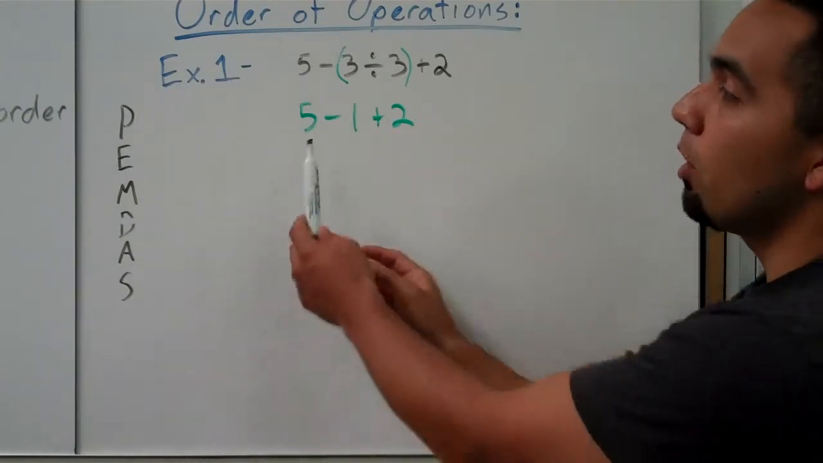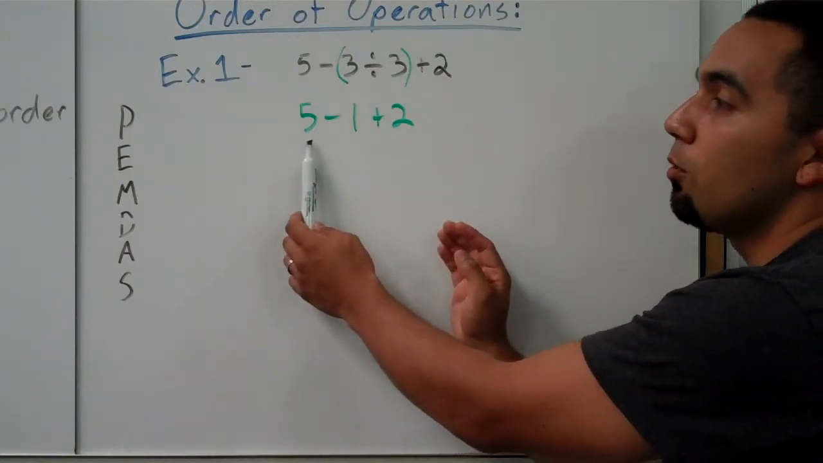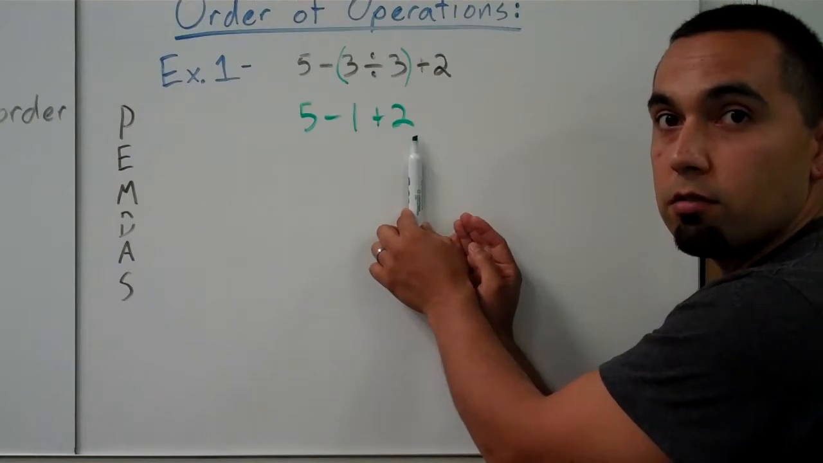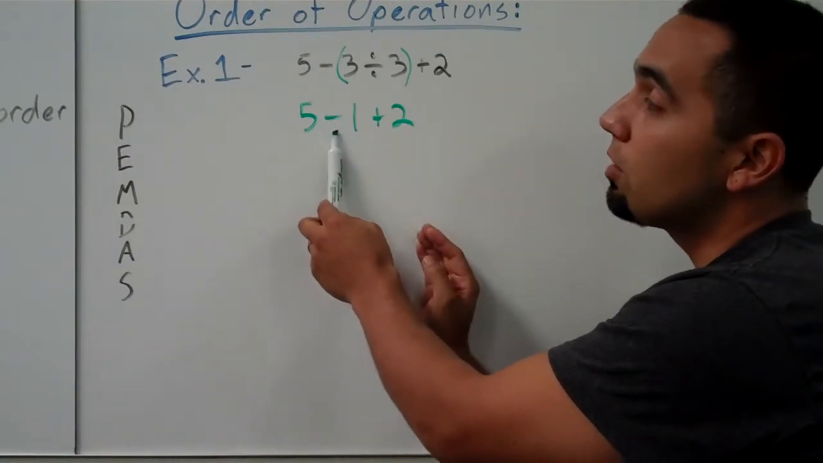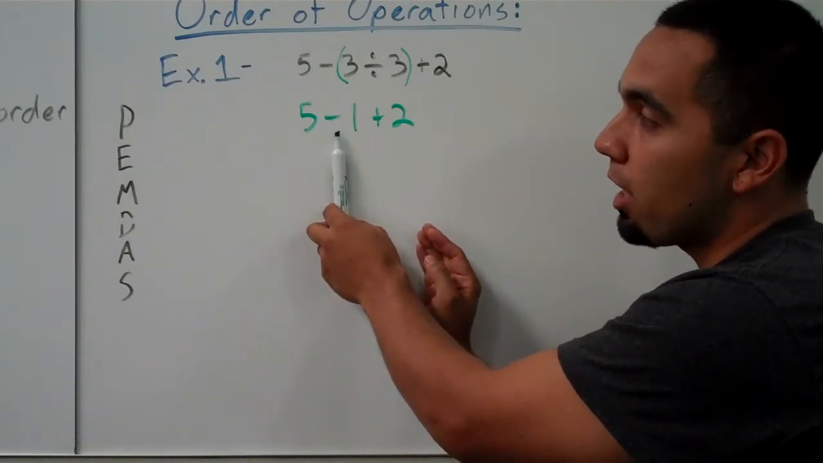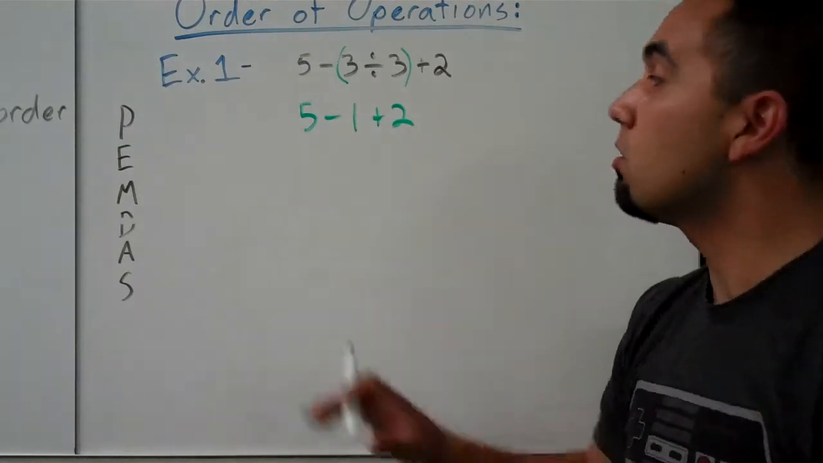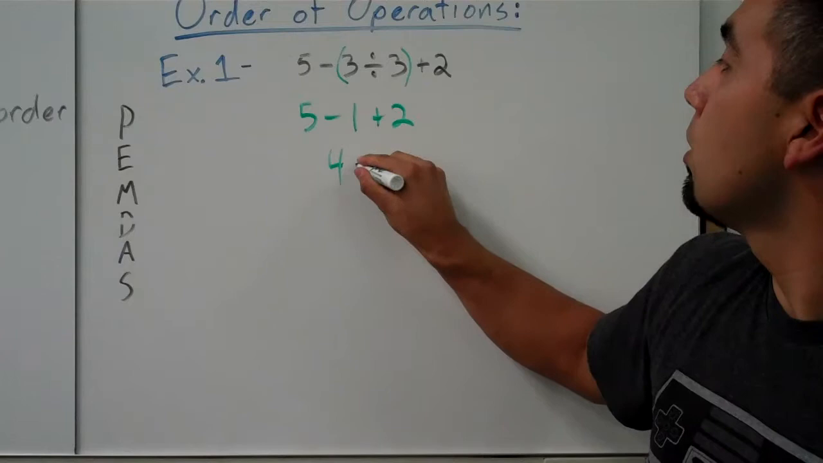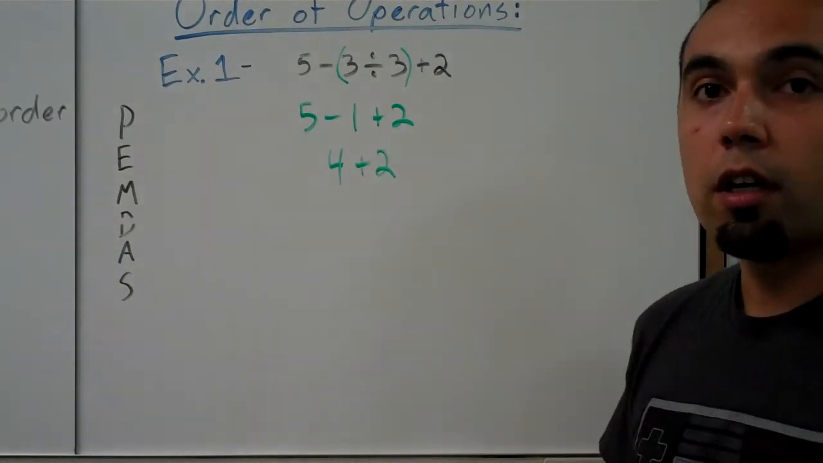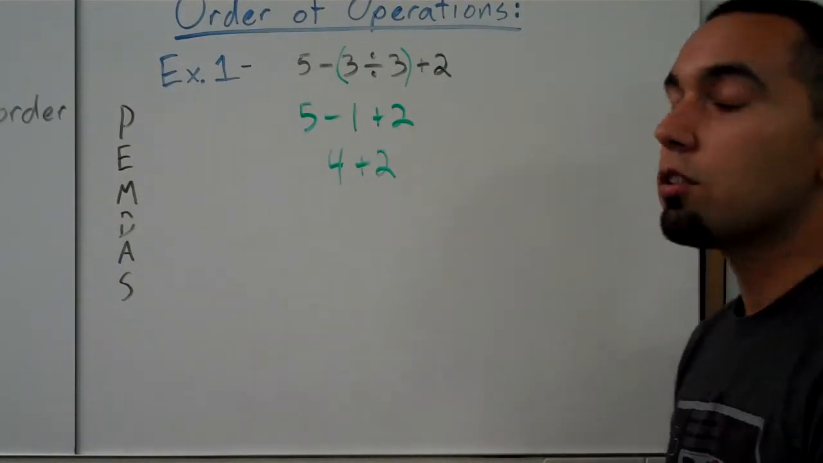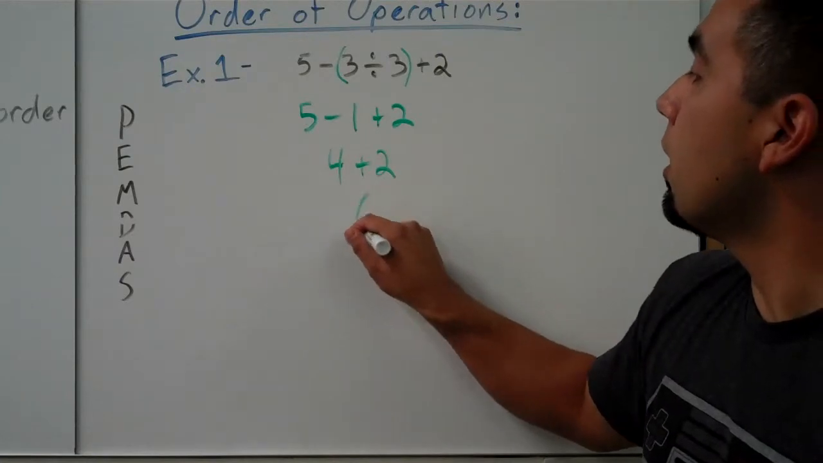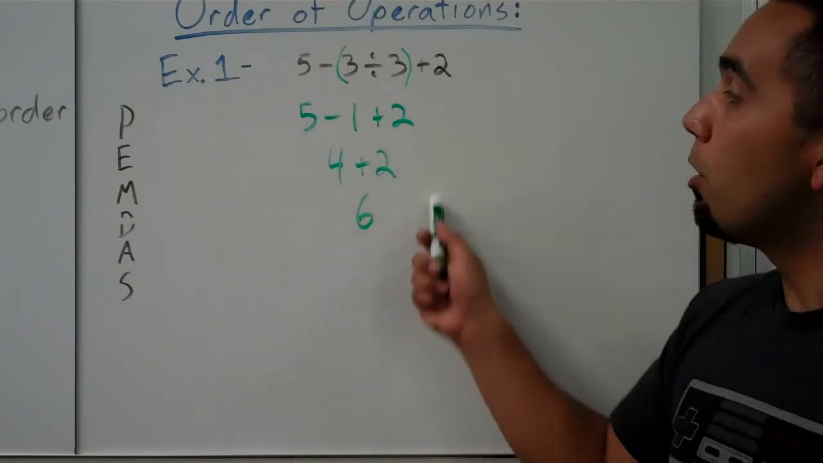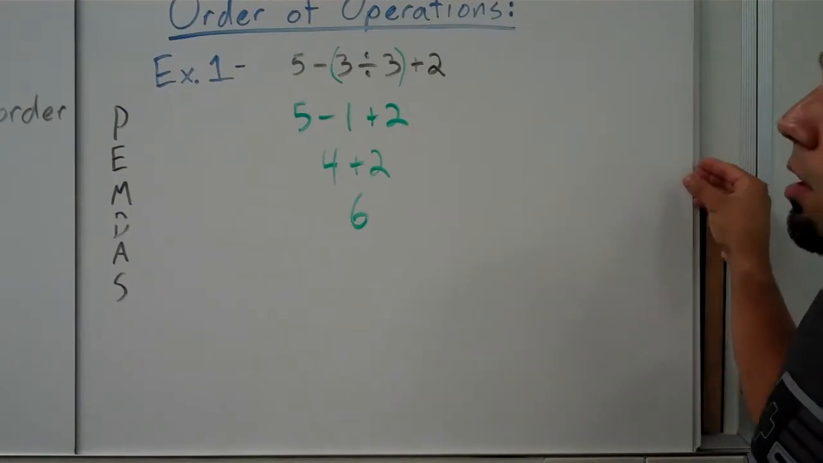And we read the problem just like we read regular words. So you always start at the left and you work your way to the right. Okay? So we're actually going to do the subtraction first and then the addition. So 5 minus 1, I get 4 plus 2. Okay? And then all I have to do is do the addition. So 4 plus 2, I get 6. Okay? So for this problem right here, our answer is 6.